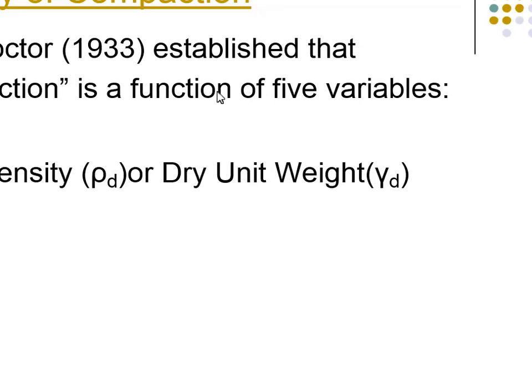Now, after having covered what the main goals of soil densification and compaction are, let's look at a little bit about the concept. The theory of compaction was established by Dr. Proctor in 1933, and he wrote a very simple paper in Engineering News Record or some magazine, and he clearly defined that there are five different variables which influence overall compaction.